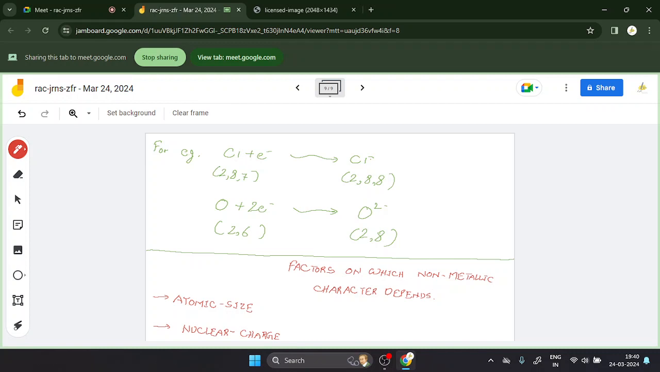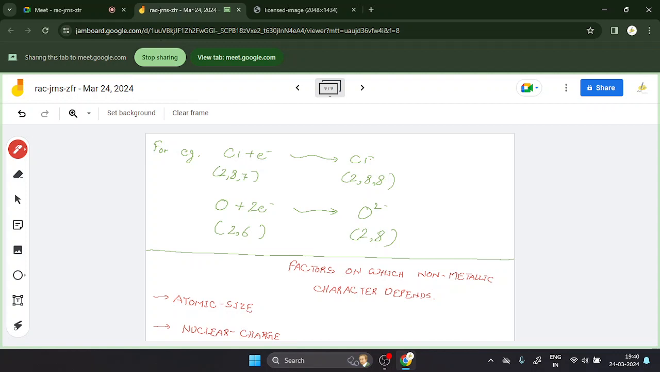Now, what about the nuclear charge? Remember, the greater the nuclear charge, the greater is the tendency to gain electrons. It used to be opposite in the metallic character, which means the properties will also reverse. So what used to happen in the case of metals, when we are talking about the metallic character, when we went down the group? Tell me.